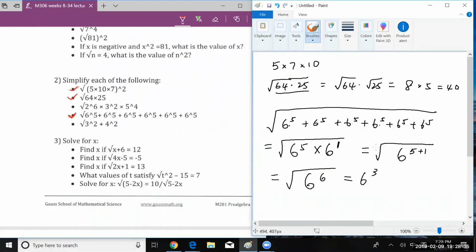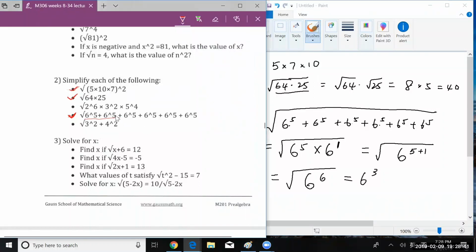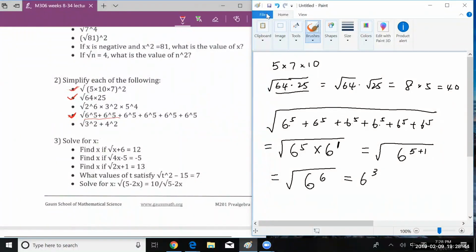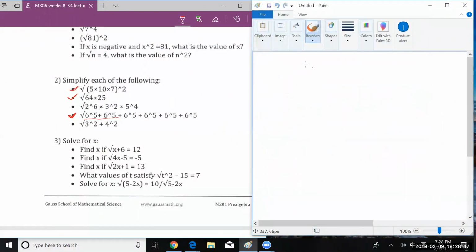Okay. The last question. Again, the book is not printed very well. The last question, can you calculate it? What is the square root of 3 squared plus 4 squared? It's 5. Yes. There's no easy way. All we can do is calculate it. So 3 squared is 9, right? And 4 squared is 16. So it's the square root of 25, which equals 5. So there's no easy way. You just have to calculate it.